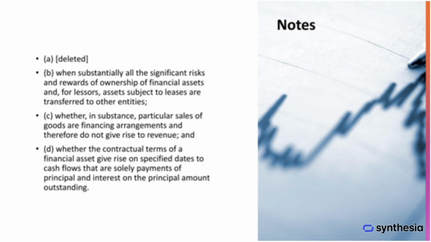In the process of applying the entity's accounting policies, management makes various judgments apart from those involving estimates that can significantly affect the amounts recognized in the financial statements. For example, management makes judgments in determining when substantially all the significant risks and rewards of ownership of financial assets, and for lessors, assets subject to leases are transferred to other entities. Whether, in substance, particular sales of goods are financing arrangements and therefore do not give rise to revenue, and whether the contractual terms of a financial asset give rise on specified dates to cash flows that are solely payments of principal and interest on the principal amount outstanding.